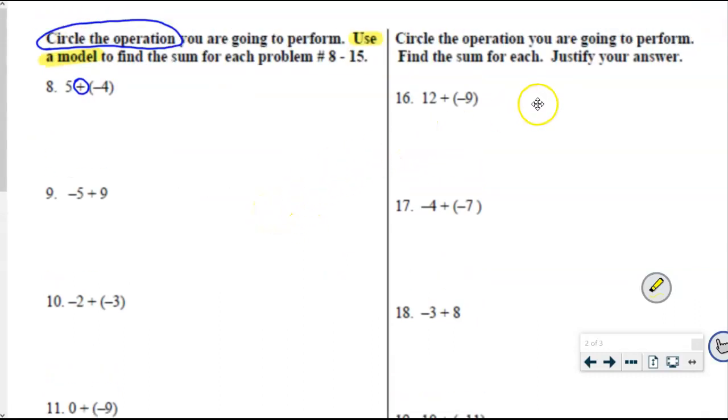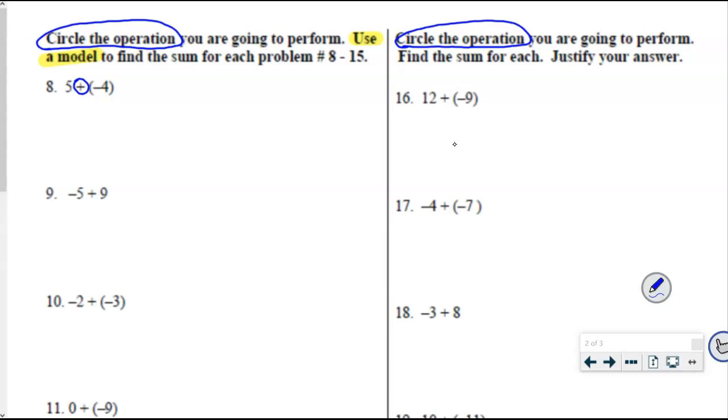When you get over here to the right-hand side, notice what it says. It still says, circle the operation. Does it say we have to use a model now? No, it doesn't. So you can do this any way you want. If you feel like I'm ready to do this in my head, great, do it in your head. But if you keep on making a lot of mistakes, it's probably a good idea to draw a model. You are always able to draw a model, whether it's a number line or a chip tile. I want you to draw a model.